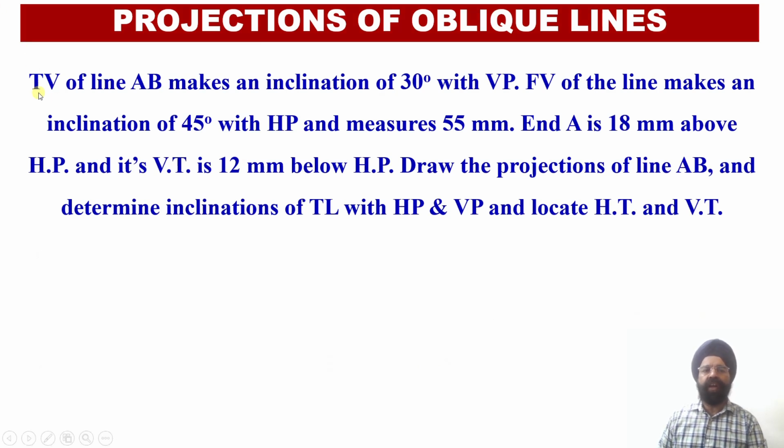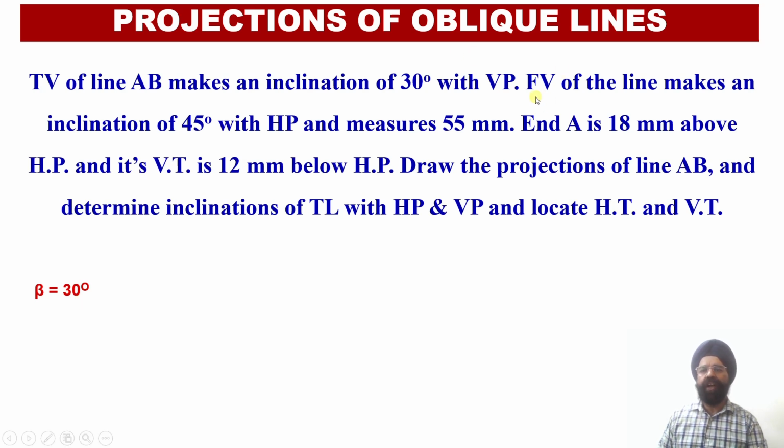So here we have a line AB, the top view of which makes an inclination of 30 degree with respect to the vertical plane. That is, the apparent length of the line AB happens to be inclined with respect to the vertical plane at an angle beta equal to 30 degree. That is, the orientation of the plan projection line has been provided to us.